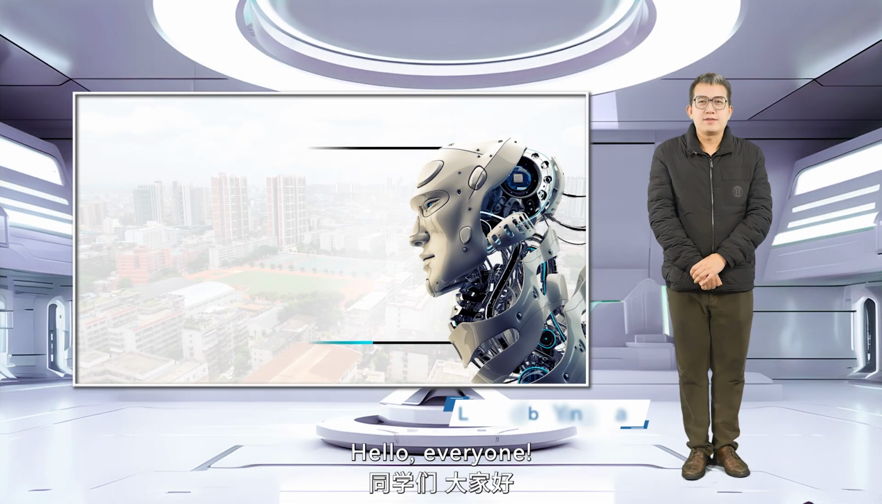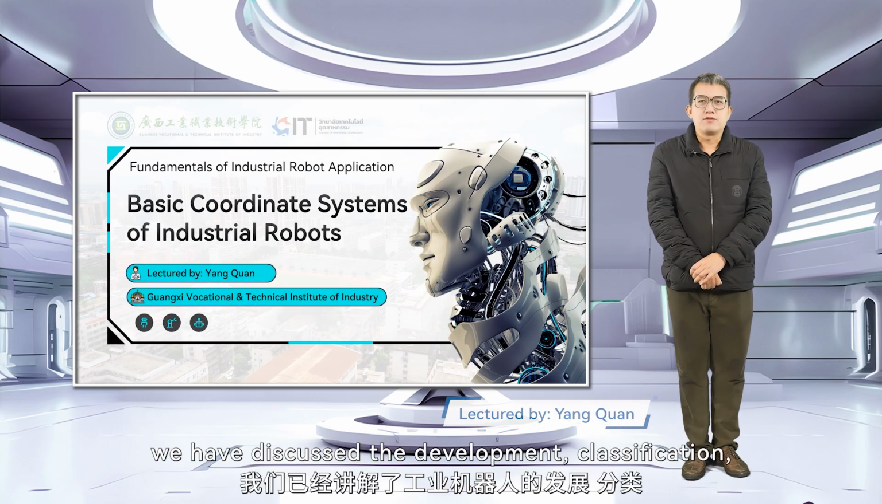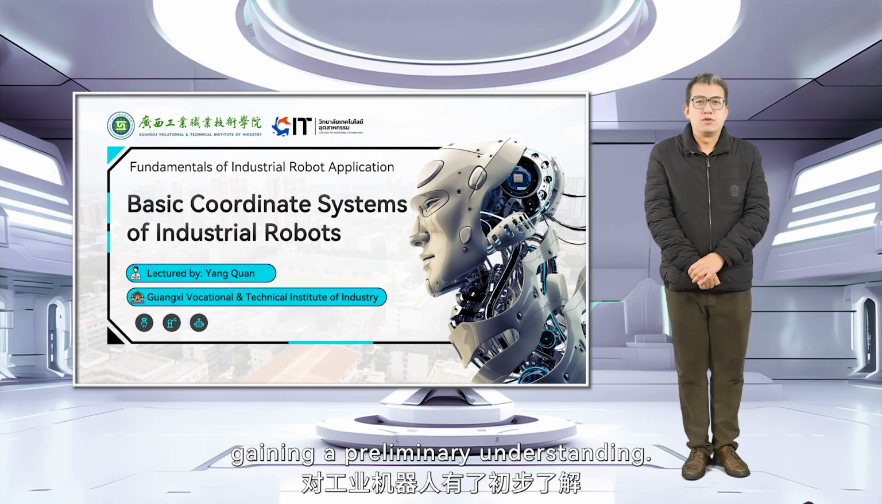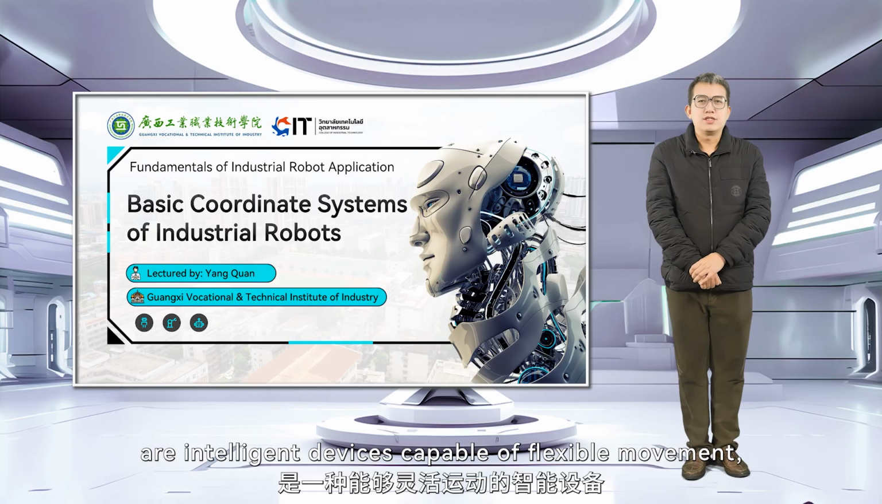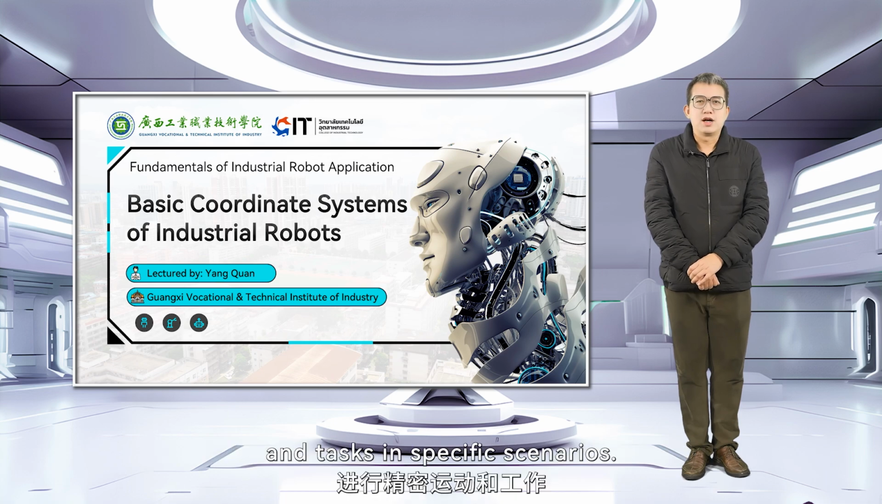Hello, everyone. In previous lessons, we have discussed the development, classification, and basic structure of industrial robots, gaining a preliminary understanding. We have also learned that industrial robots are intelligent devices capable of flexible movement, primarily used to replace humans in performing precise movements and tasks in specific scenarios.